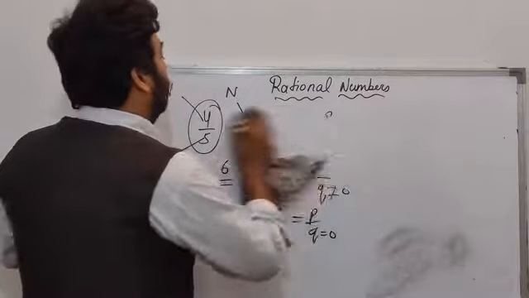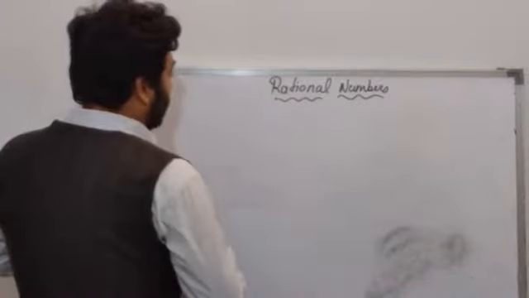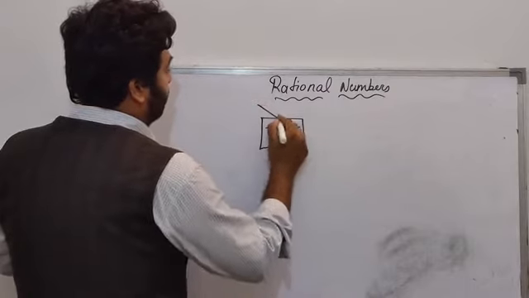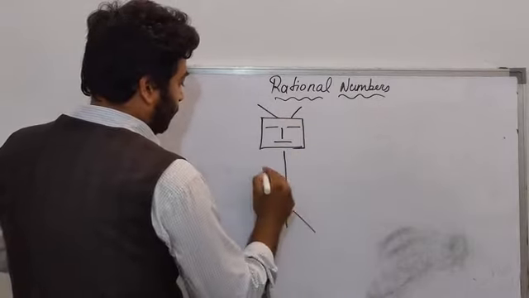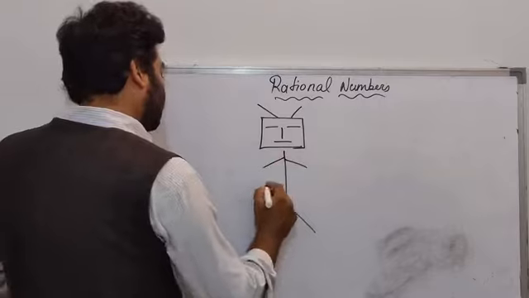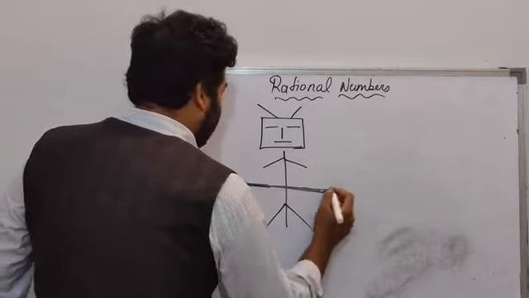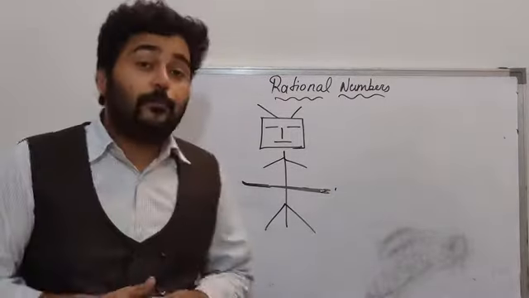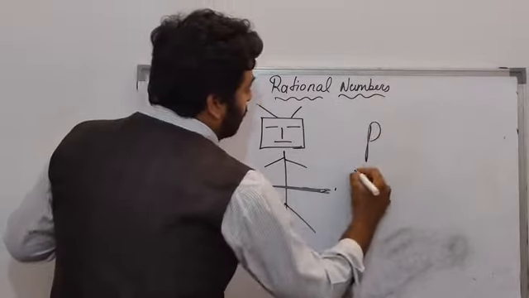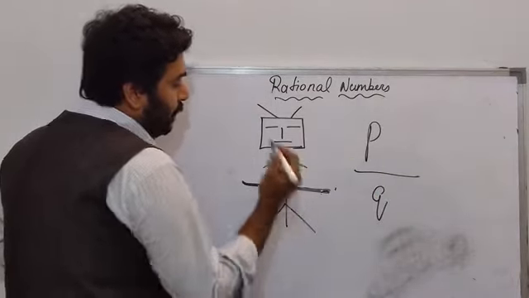Numerator और denominator होता क्या है? For this, I will make a beautiful drawing of bozo. This is the belt of bozo, or you can say that this is the waist of bozo. Okay, so this is bozo, p by q. P is the upper part from this side and q is the lower part of this side.